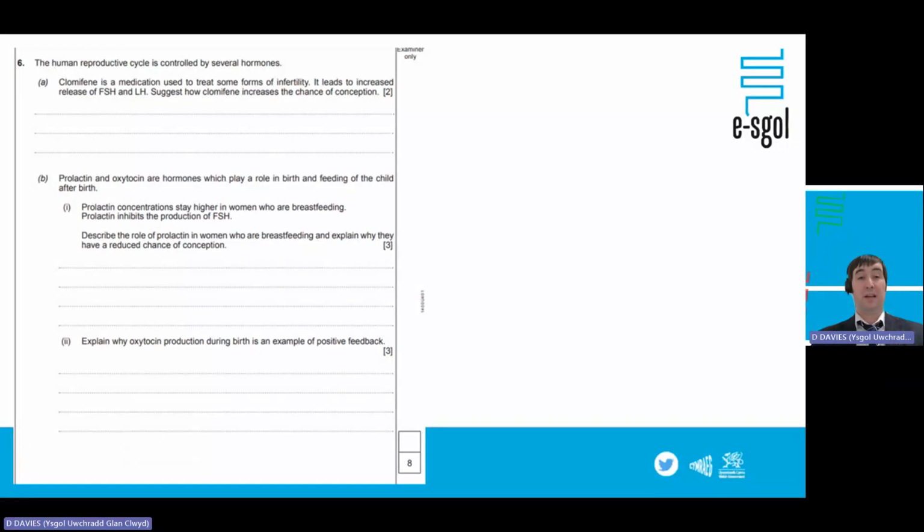Okay, so prolactin, less FSH. What implications does that have? What does that mean? Okay. Explain why oxytocin production is an example of positive feedback. Okay, so like I've said, more of that means more of that. So stop the video, have a bash at answering those, and I will publish the mark scheme in 3, 2, 1.